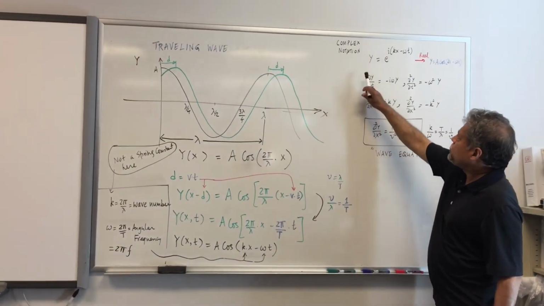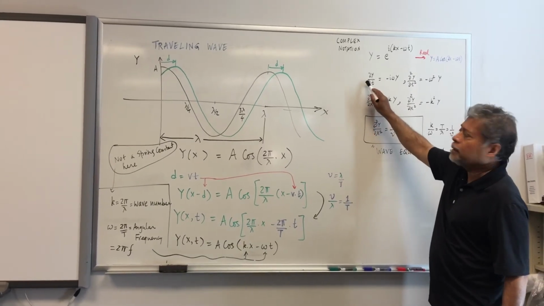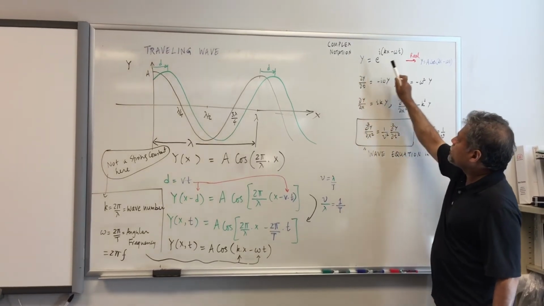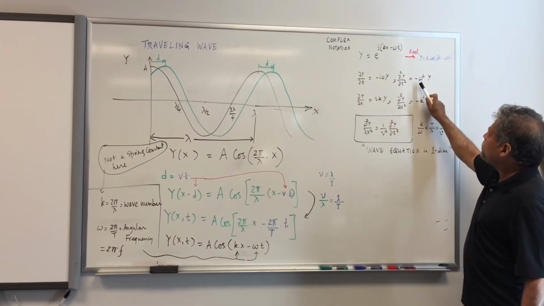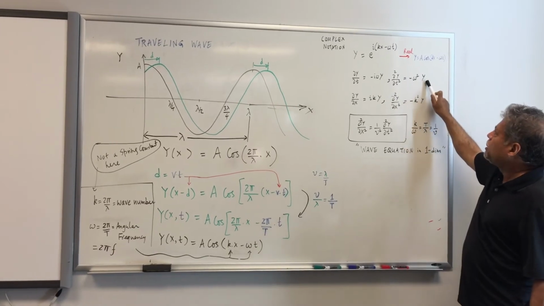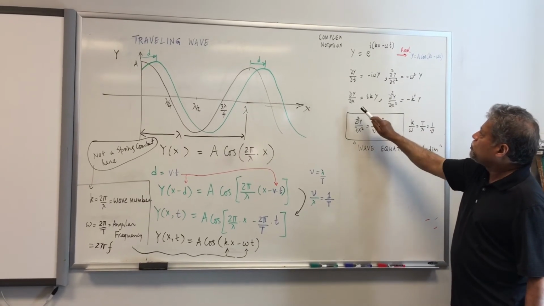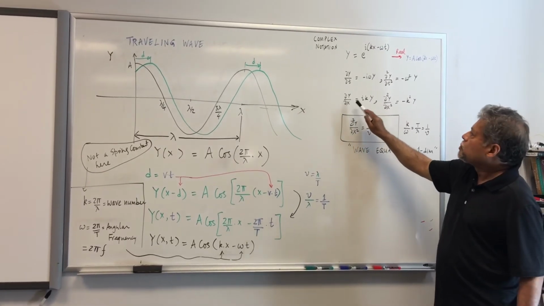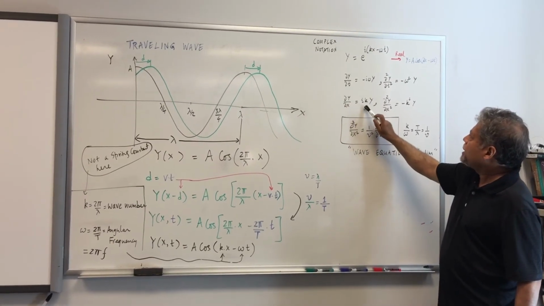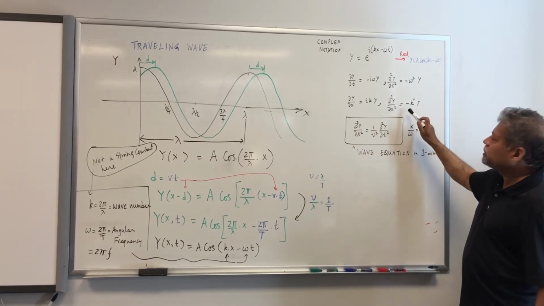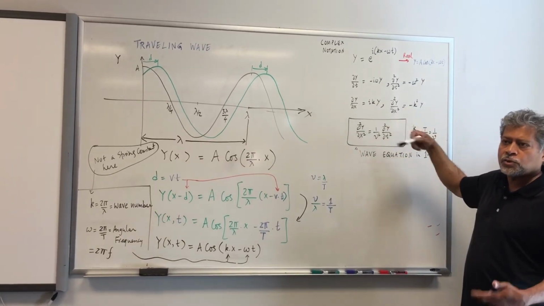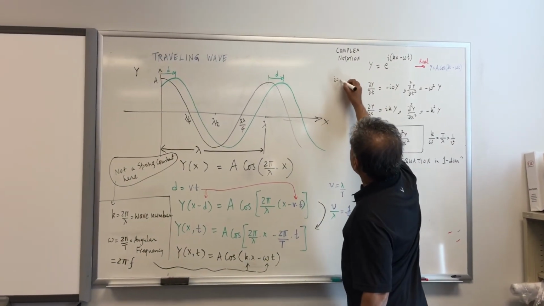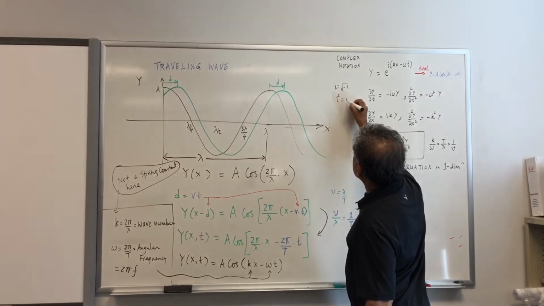So what do we do with this? We take derivatives. If you take the first derivative with respect to time, you get minus i omega times the original function. Take the second derivative, you will end up getting minus omega squared times y. You could do the same with the x variable. Take the first derivative, you get ik times y. The second derivative will give you minus k squared, because you're squaring i, and i, you remember, is the square root of minus 1, so i squared is minus 1.